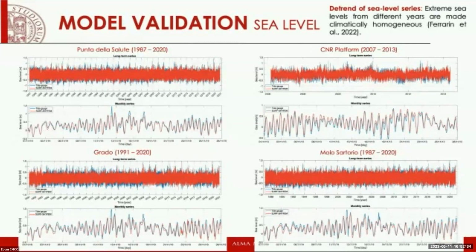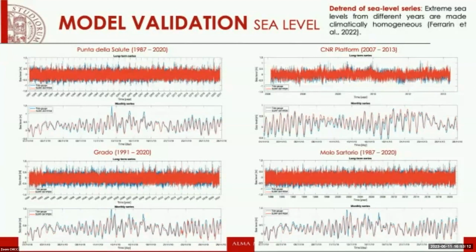In the case of Punta della Salute, Grado, and Molo Sartorio, it is for November 2019, a big flood event in Venice. And for the CNR platform it is November 2013, mainly because of data availability. One thing that we see in the results is that for the mean conditions, the model is obtaining an accurate representation of the sea level, which can be seen in the results from the CNR platform and a big part of the other series.